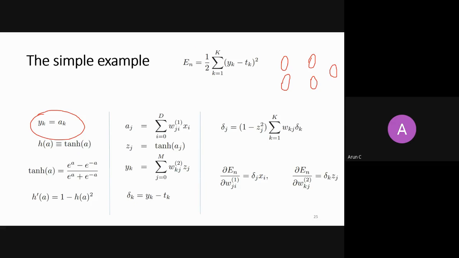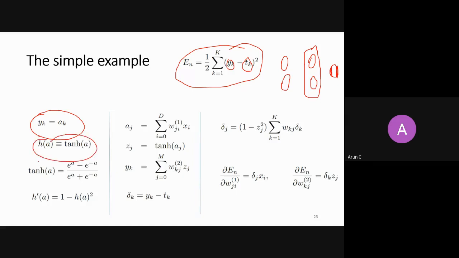So yk is equal to ak. What you feed inside here will directly go outside. It's a regression problem, so the error function is nothing but how far your prediction is from the true label, and you square them up and sum them up, right? This is your error function. The nonlinearity in the rest of the nodes, h dash a, which you will use somewhere in the hidden layer, is tanh, right?